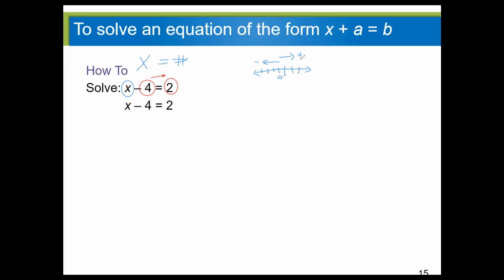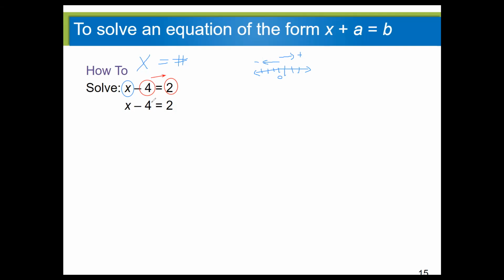So positive and negative are opposites of each other. Positive is to the right, negative is to the left. Positive is up the number line, negative is down the number line. Okay? Positive and negative are opposites of each other. So if I want to move something to the other side of an equation, I need to do its opposite.